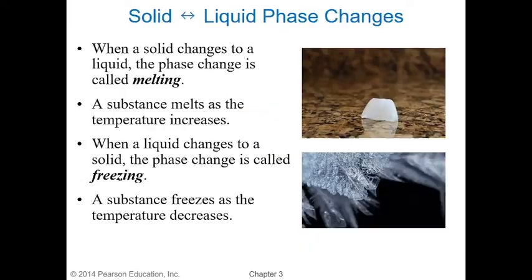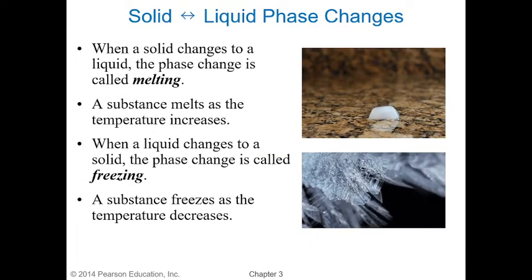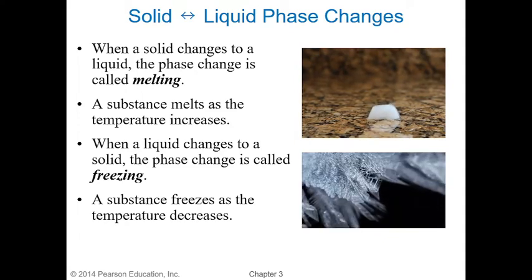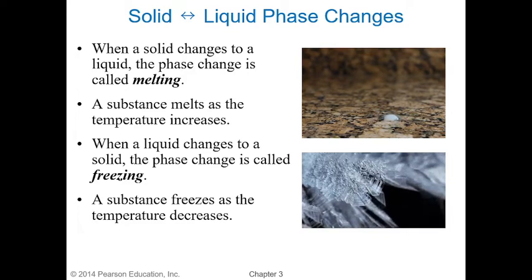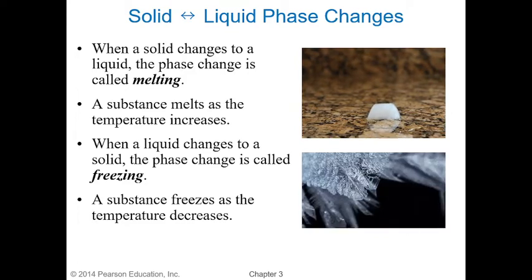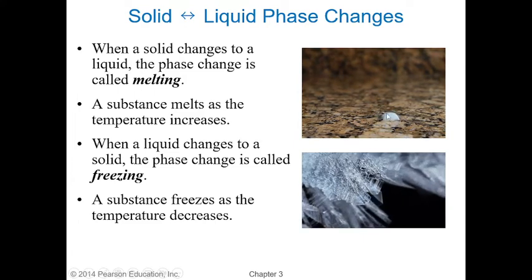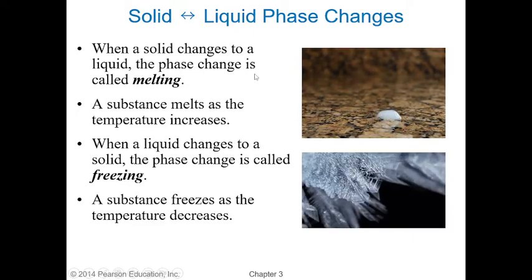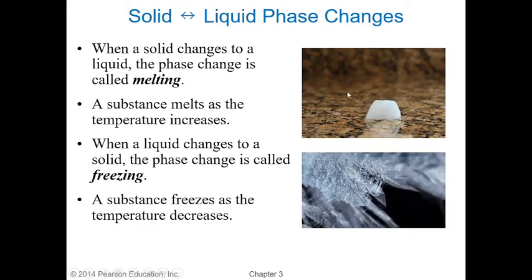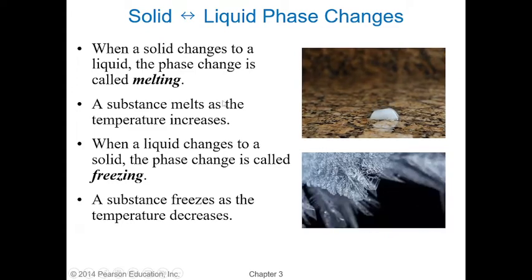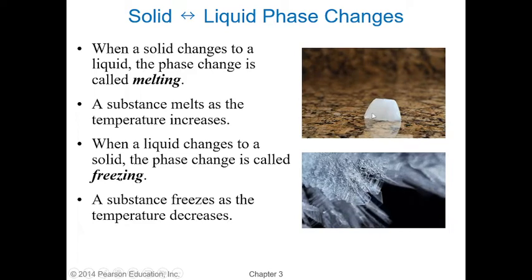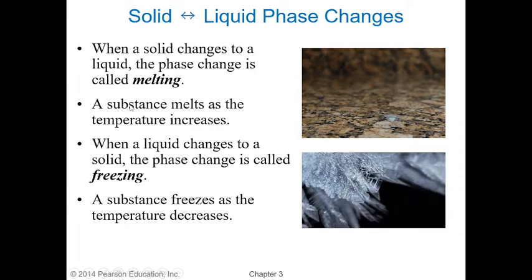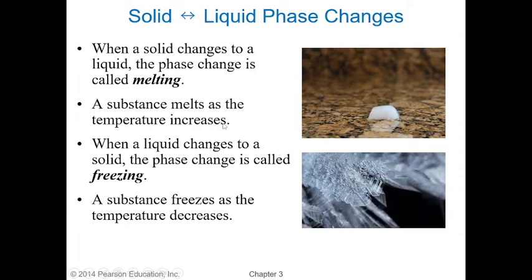So how do we change one state from another? Let's look into the changes between solid to liquid and vice versa. When a solid changes to a liquid, the phase change is called melting. As exemplified here, this is an ice cube that was left maybe in your kitchen. As time goes by, your ice becomes water and the process is called melting. And melting will occur only if there is an increase in the temperature. So a substance melts as the temperature increases.